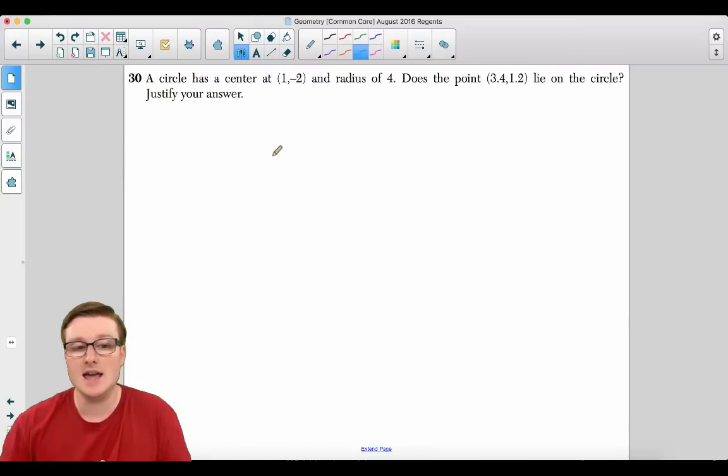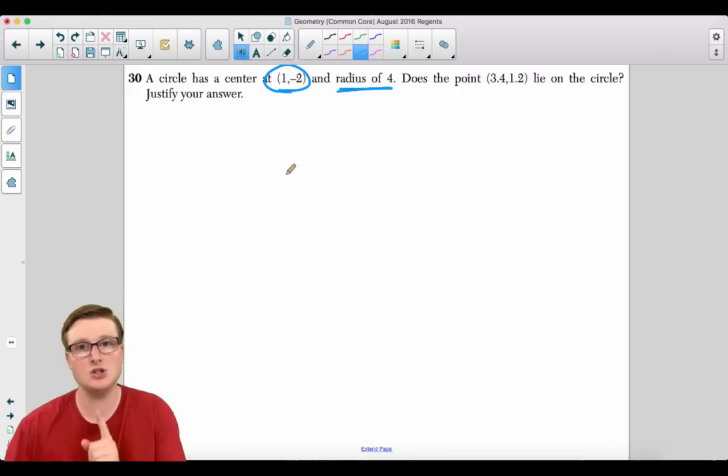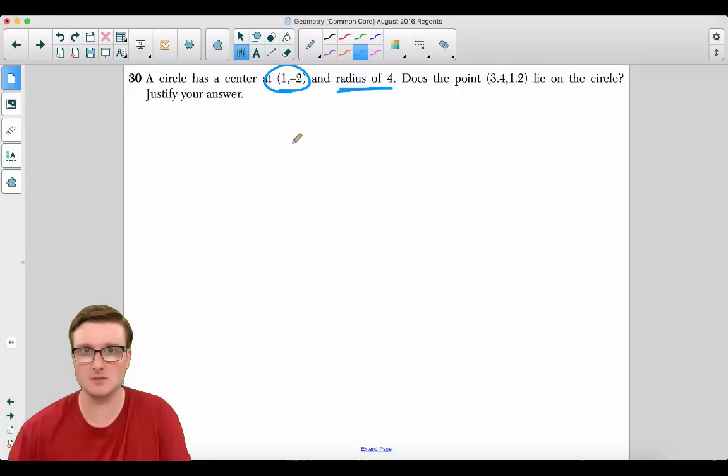Number 30 says, a circle has a center of (1, -2) and a radius of 4. Does the point (3.4, 1.2) lie on the circle? Justify your answer. Okay, so they tell you what the center is, and they tell you what the radius is. It is your job to know what is the center-radius form of a circle.